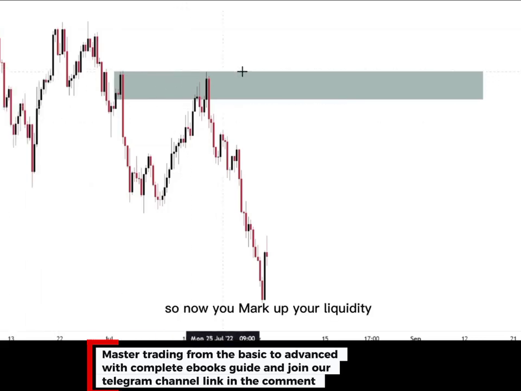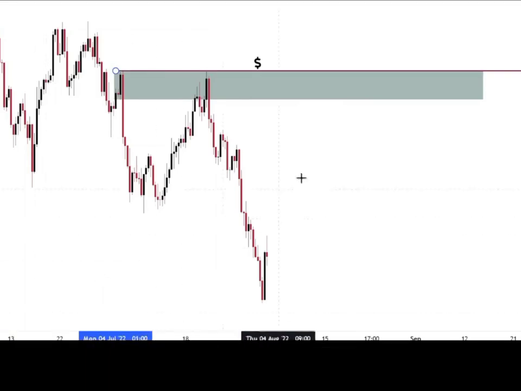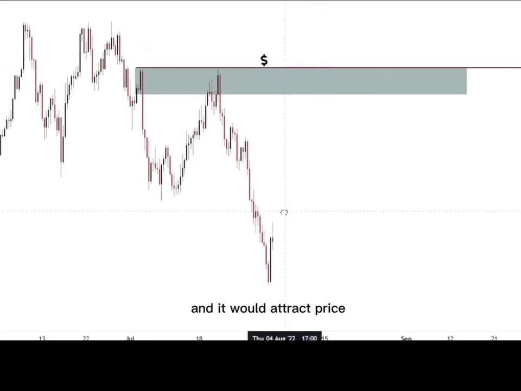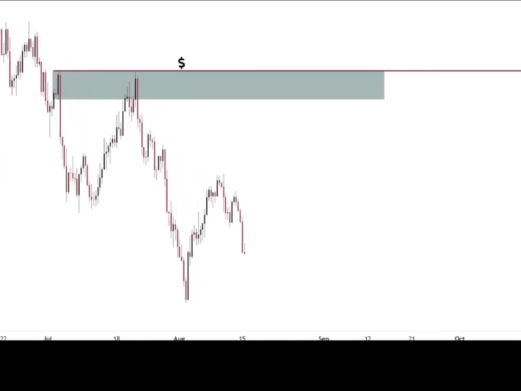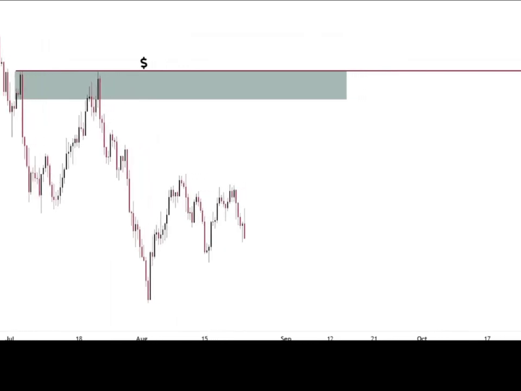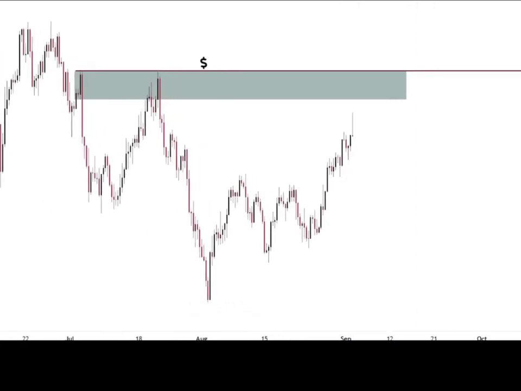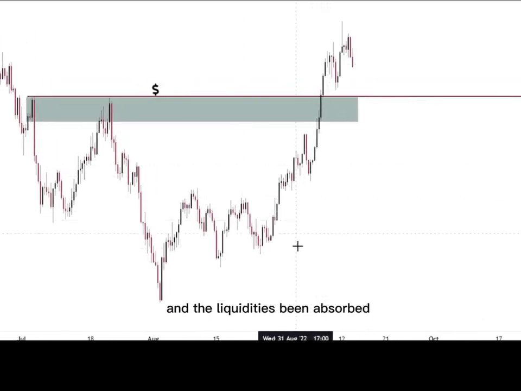So now you mark up your liquidity. So now this area would act as a magnet and it would attract price, and the liquidity's been absorbed.